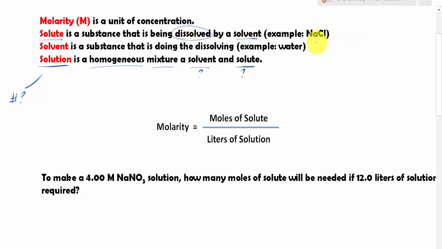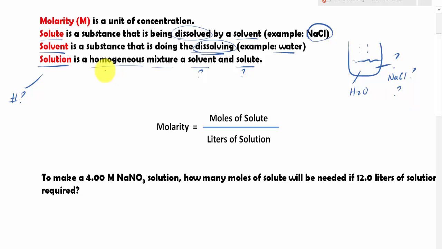One common example is table salt. You take table salt and you put it in water. What happened to the table salt? Over time, the table salt will be dissolved by the water. So then we have the term solvent. A solvent is a substance that is doing the dissolving, in this case, water. So water is dissolving the table salt to the point that you will no longer see the table salt, and it has become a homogeneous mixture.